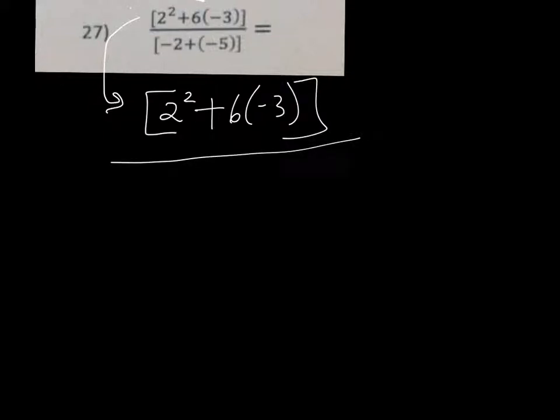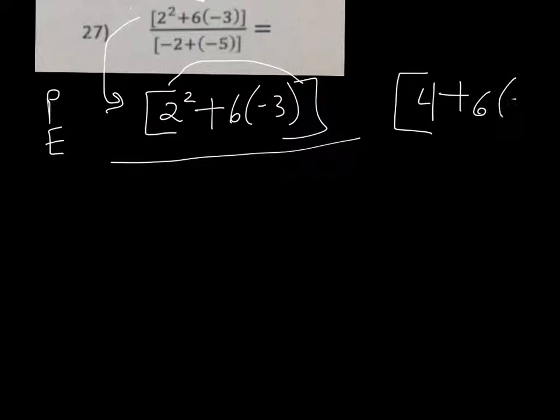Let's do the top part first. 2 squared plus 6 times negative 3. So, PEMDAS says we got to do parentheses first. Well, this whole thing is in parentheses, so let's solve what's inside here. Well, we have an exponent, right? 2 squared. So, let's solve that first. 4 plus 6 times negative 3. Okay? So there's our exponent part.